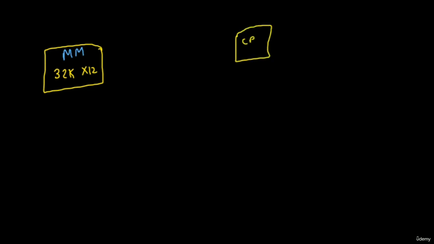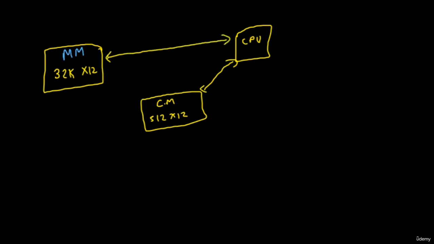This is our main memory, and in the main memory we have 32K multiplied by 12. Here is our CPU, and finally we have the cache memory, which has 512 multiplied by 12. These numbers are just for example purposes, and in practical life we can have more or less of these numbers, according to whichever machine or computer we are talking about. So this is how it works, and these are the numbers that I just told you.